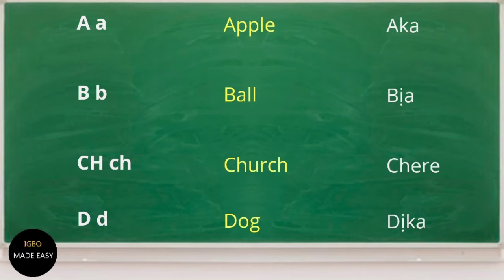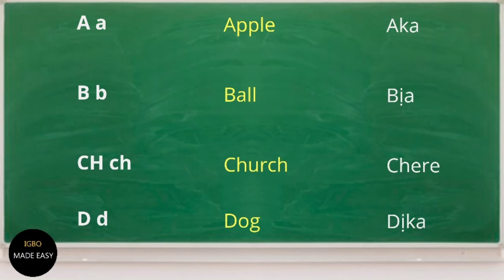Okay, now we have the first slide and we have A, B, CH, D on this slide. A is synonymous with the sound of A in apple, and in at and father from English. The example we have here is aka. So apple, aka, you see, and aka means hand. The next one we have is B. It's synonymous with the B sound in English, as you have in ball, basket, bread, and all what have you. So you have bia for an example, and bia means come.